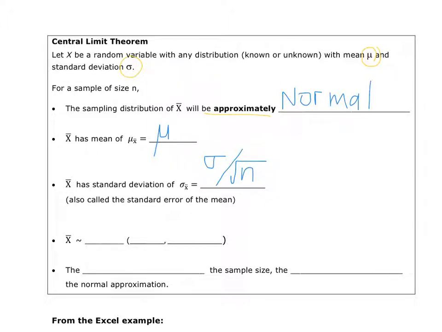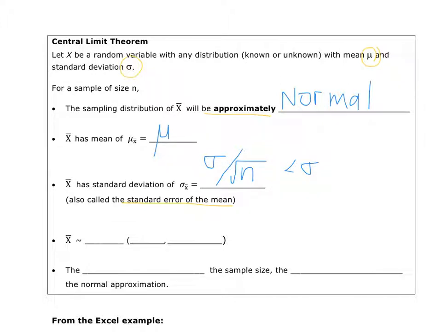Now if the standard deviation is greater than 1, this value is going to be less than the standard deviation, because we're dividing it by something which is going to make it smaller. Now this value is also called the standard error of the mean. So another thing we can call the standard deviation of x bar is the standard error of the mean.